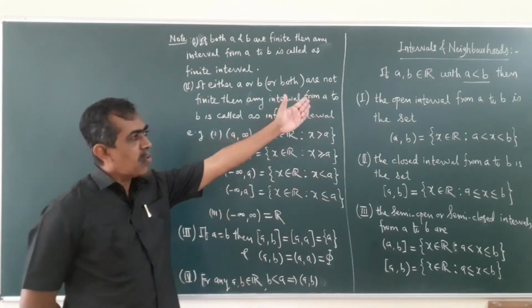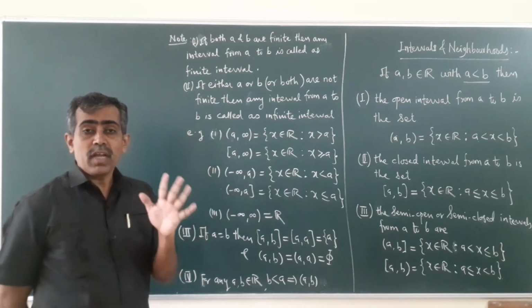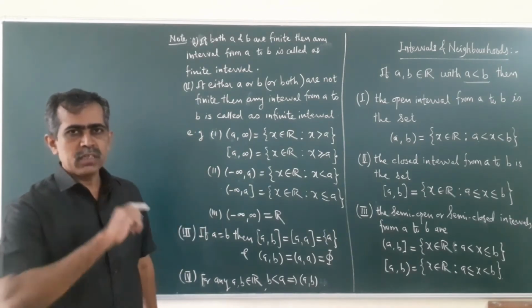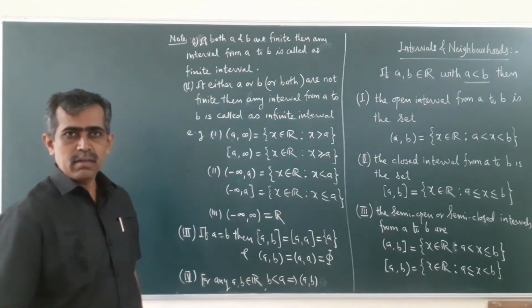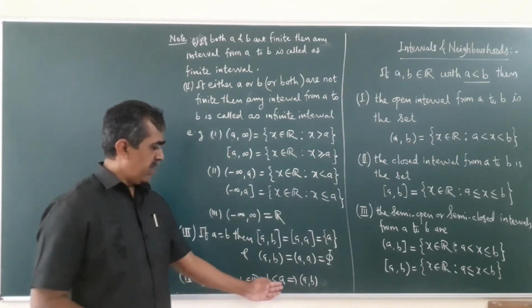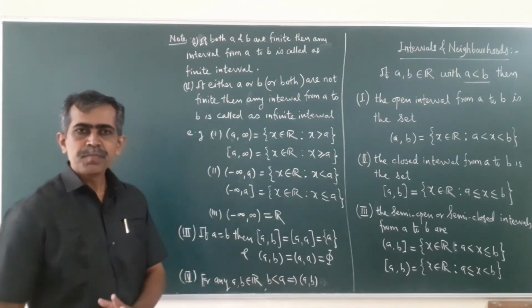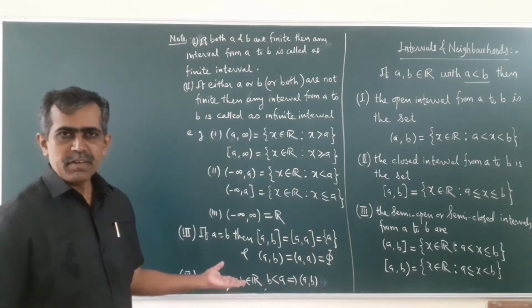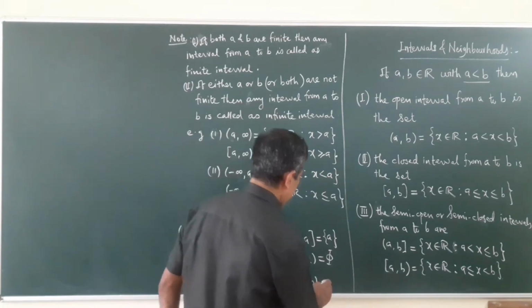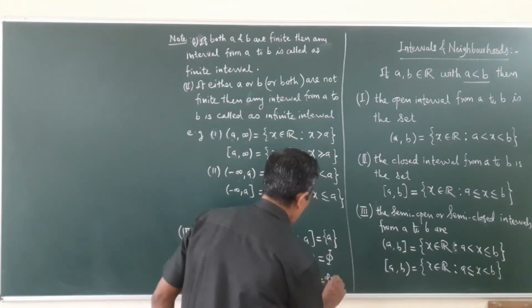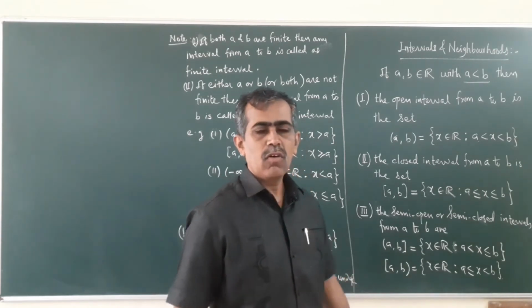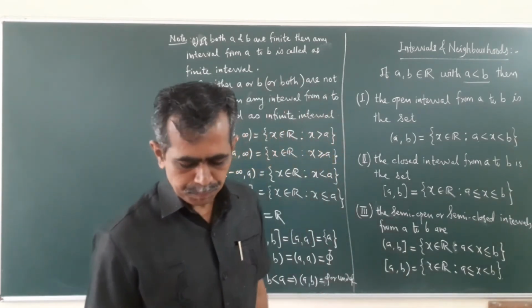See the definition. For a definition of any interval, maybe open or maybe closed, what you require is that the first number should be smaller than the second. So for any a, b in R, if b less than a, then the open interval ab is undefined, or this is the empty set, phi. It is empty or undefined.